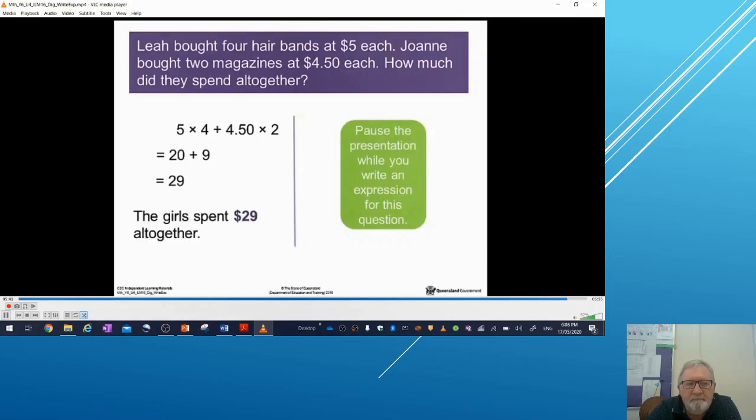Write a sentence to show the answer to the question. Remember, the question gives costs in dollars, so we make sure we give our final answer in dollars.